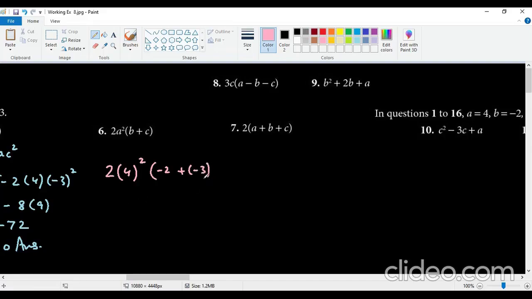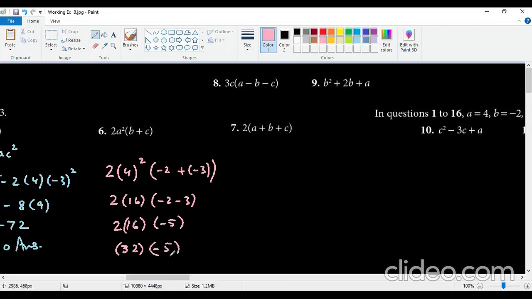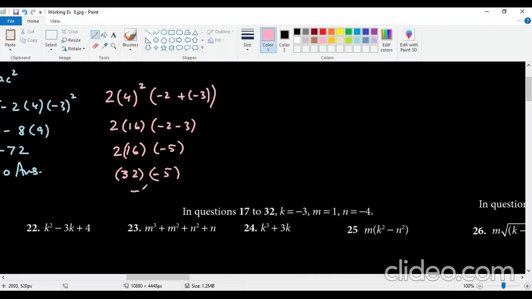Now, 2 times 16, and in the bracket minus 2 minus 3 is going to give you minus 5. So 2 times 16 is 32, multiplied by negative 5 is going to give you, for question number 6, minus 160. Minus 160 is going to be your answer.